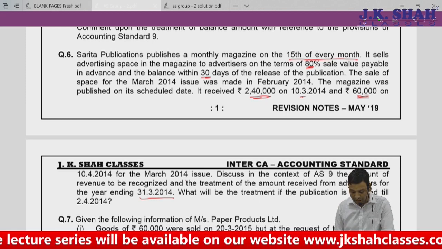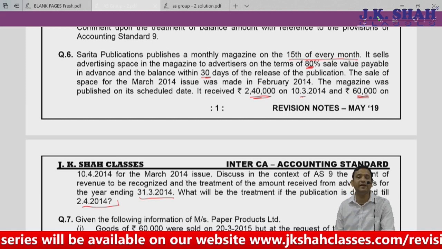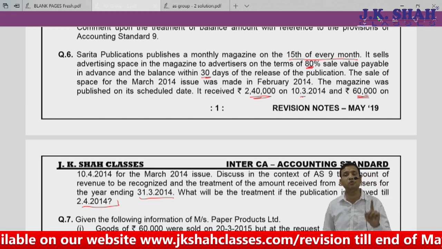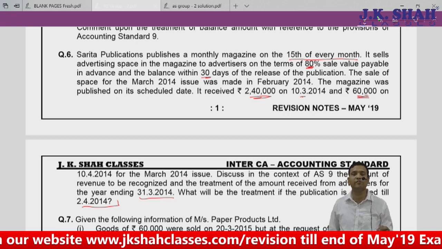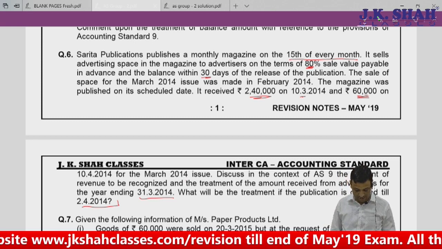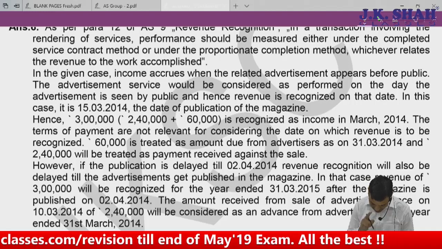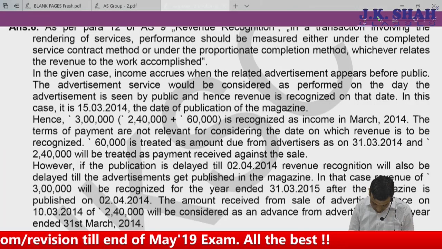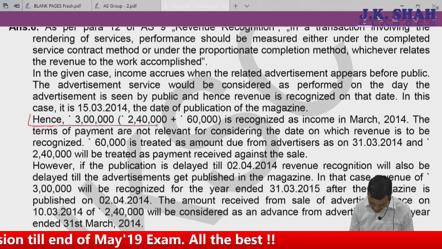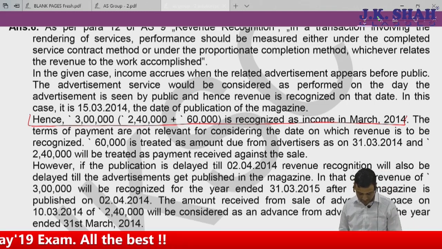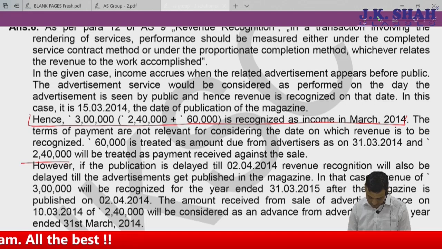What will be the treatment if the publication is delayed till 2/4? If it gets delayed, then on 31st March 2014 no revenue will be recognized. Even though I would have received 2,40,000, no revenue will be recognized. 2,40,000 will be considered as an advance. This is our answer. Three lakhs will be recognized as income for March 14. But if it's delayed, then no revenue will be recognized and 2,40,000 will be considered as an advance.